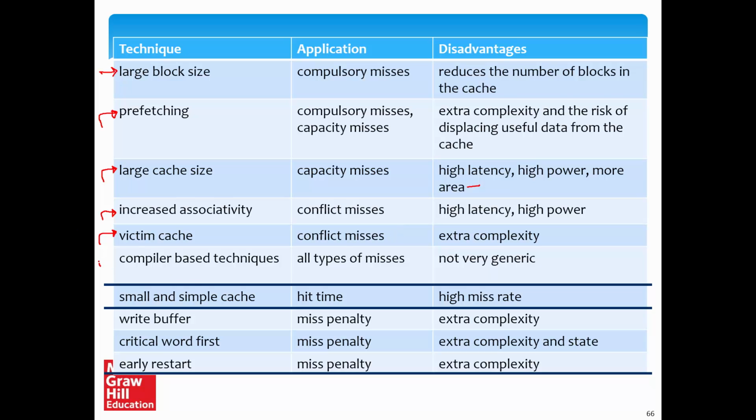We can also use compiler-based techniques to reorder the code such that cache misses get reduced. This is anyway an advanced topic, it's out of the scope of this book. It's not very generic, but it's extremely effective. So after talking about the three C's, the three kinds of misses, let's talk about hit time. If we want to reduce the hit time, we go for a smaller and simpler cache, but again this increases the miss rate, so there's a trade-off here.